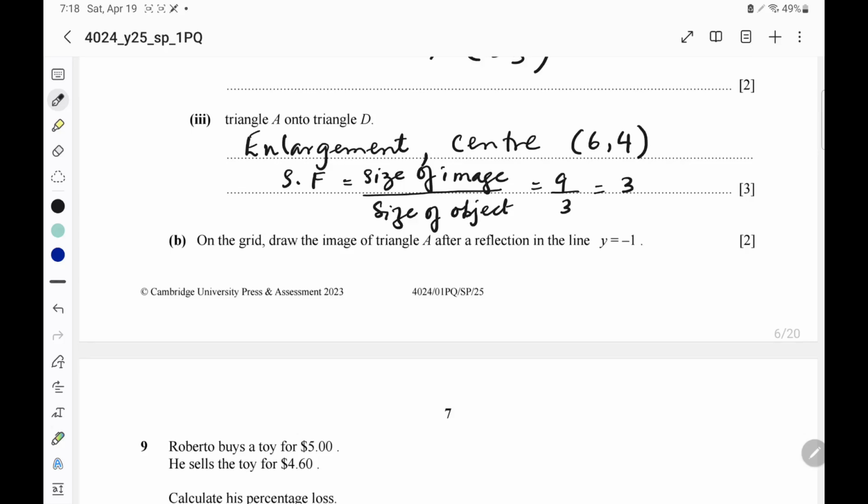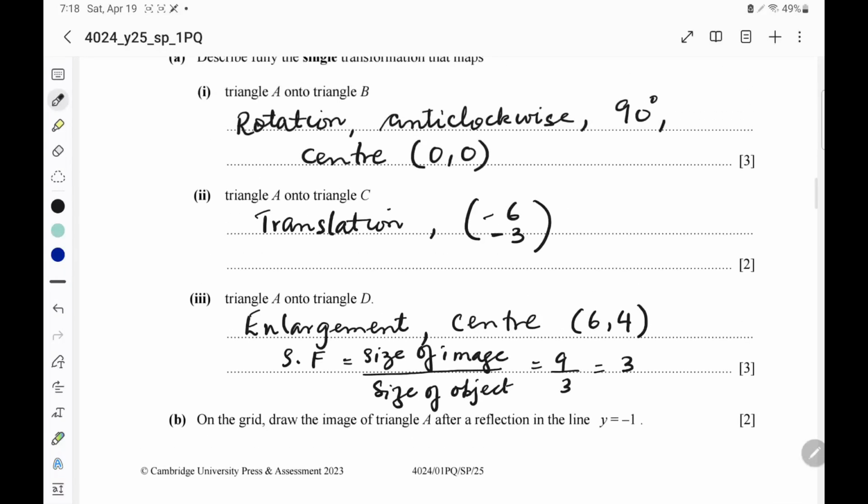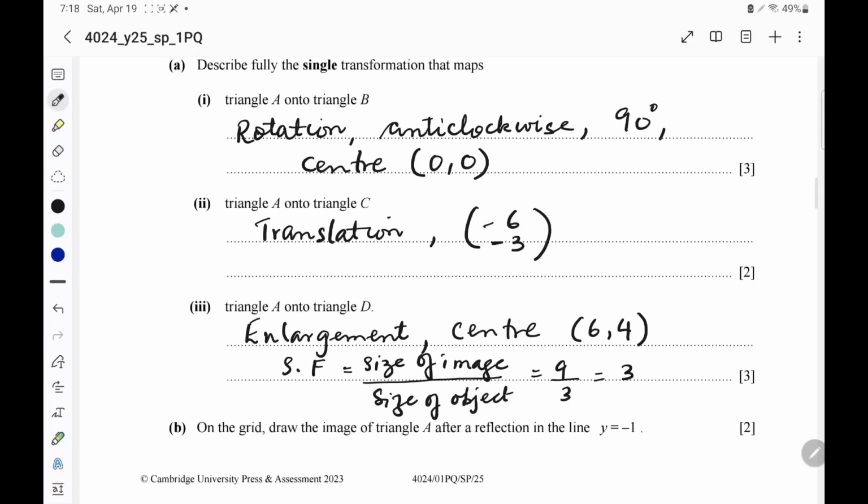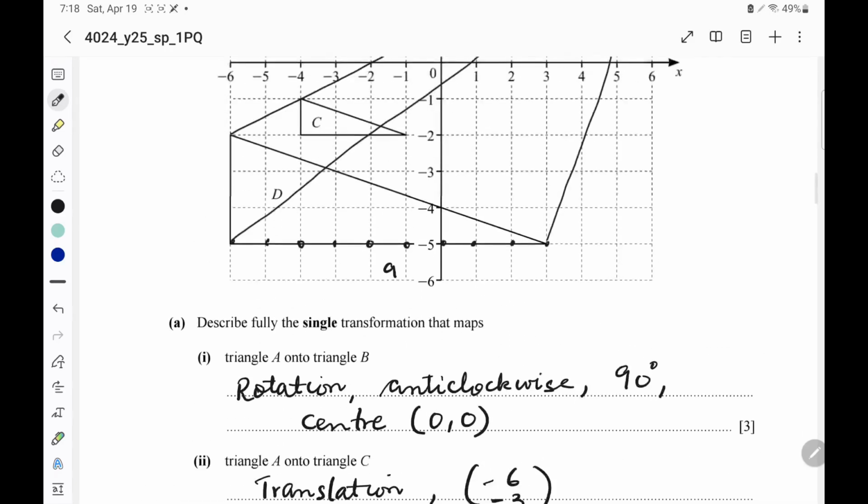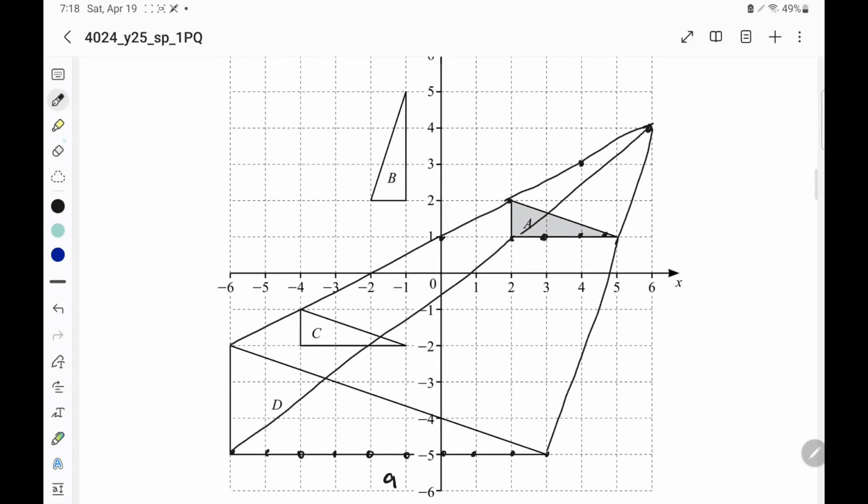So the last part of the same question: on the grid draw the image of triangle A after the reflection y equals -1. Here you can see this question has 3 marks for part 1, 2 marks for part 2, 3 marks for part 3, and part B you have 2 more marks. So lots of marks are there, so be careful in this topic. So we have to draw the line y equals -1. If I draw the line, then it is y equals -1.